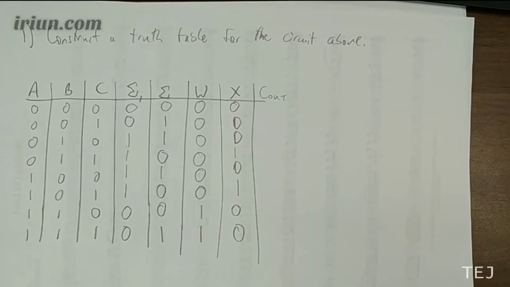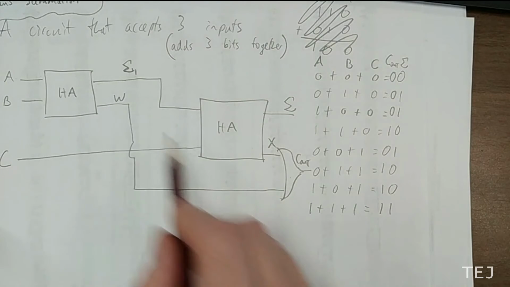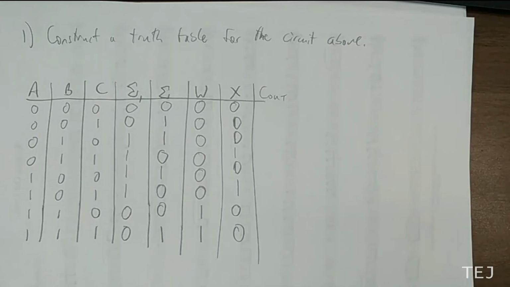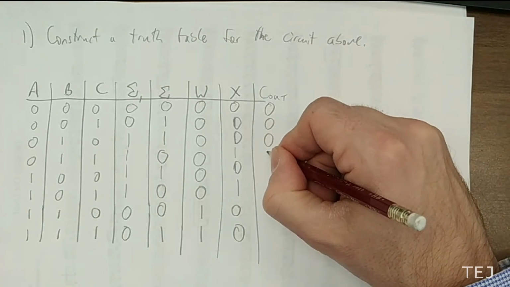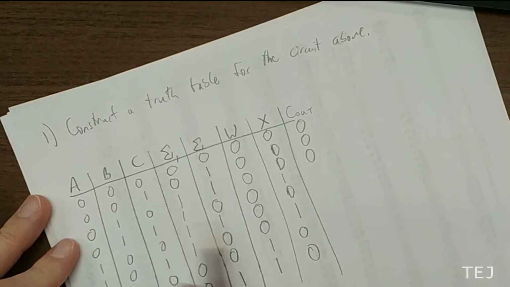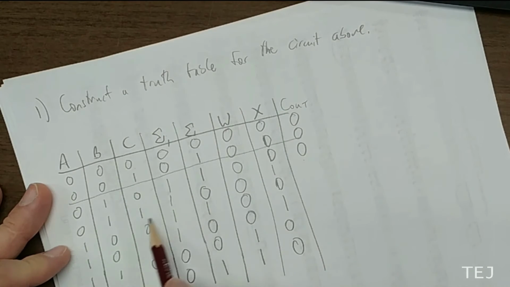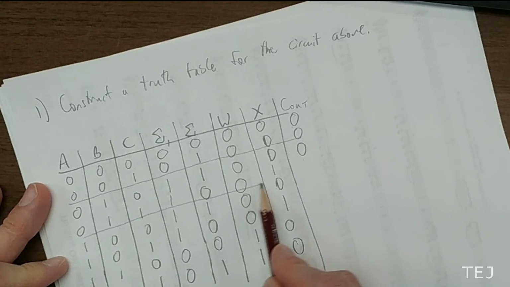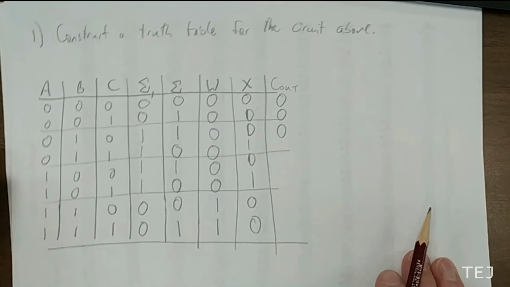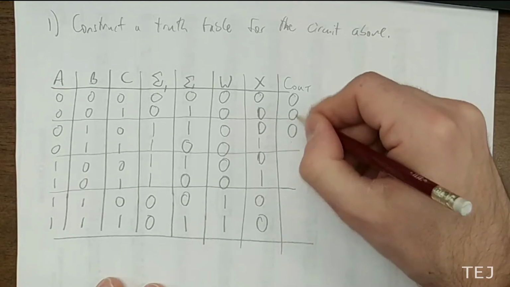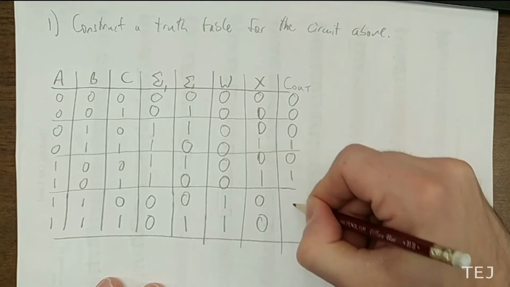So finally, C out. What is C out? It's the OR of, we're going to OR W and X together. So we got 0, 0, 0, 1. And these don't really match up. I apologize for that. Let's see if I can fix this up for you. Perhaps I'll use lined paper in the future. I don't know. This is all kind of new to me. And then 1, 0, 1, 1, 1.